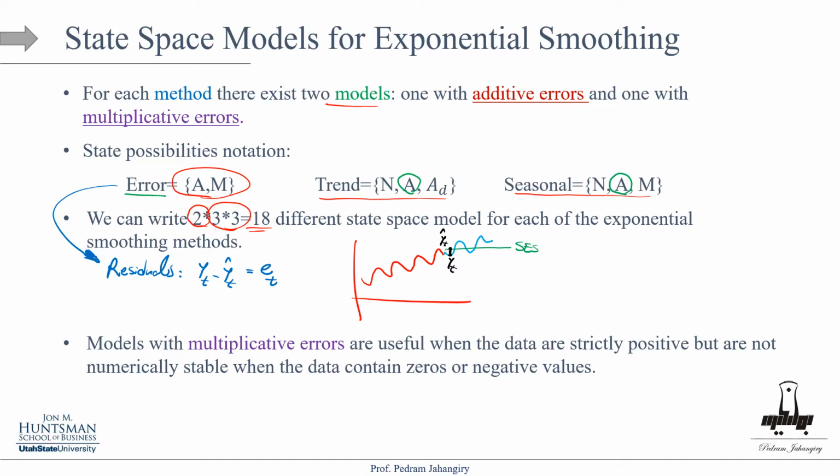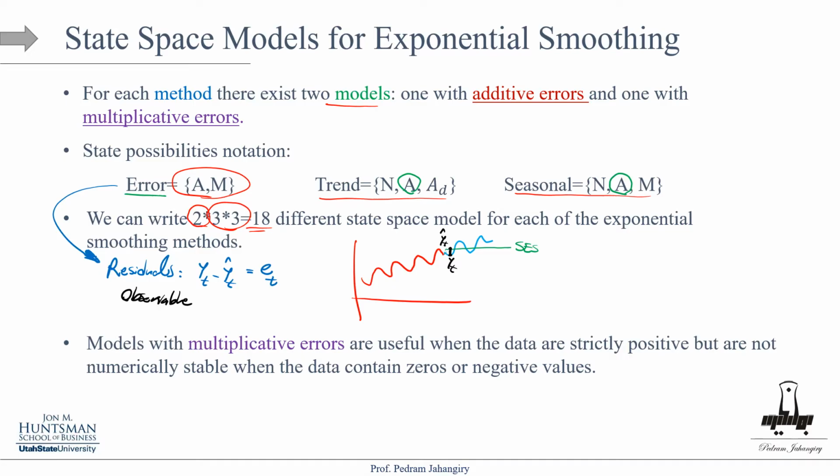Now, as you can see, this residual is observable. Let me write it down: observable. These are really important points I want you to pay attention to. So these residuals are observable, and because they are observable, there is no point of uncertainty here. In order to add a level of uncertainty to the exponential smoothing methods, we are going to make some assumptions.